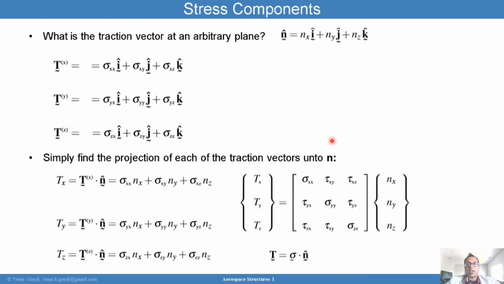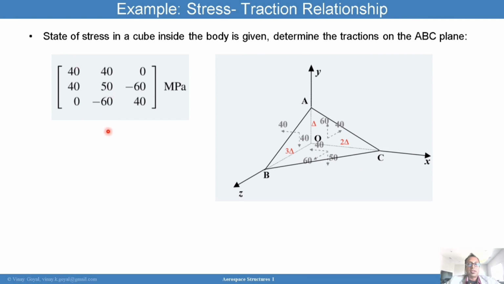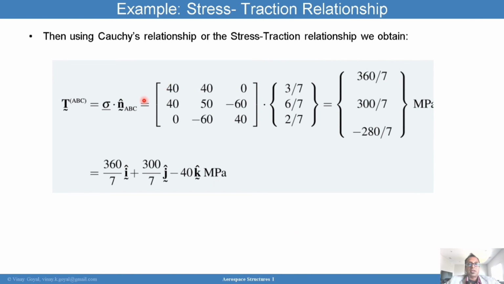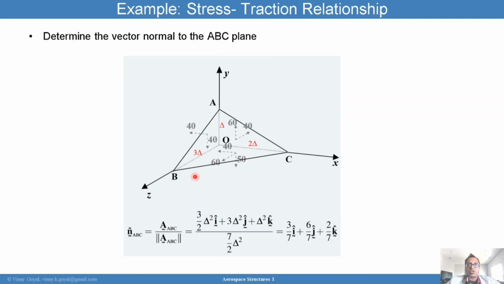So I'm ready now. I have the stress components provided to us by the problem statement, and I have calculated n, and so all I have to do is execute that multiplication. So this row times this column gives me the first number here. This row times this column gives me this number here. So 40 times 3/7 plus 50 times 6/7 plus 40 times 2/7. And that'll give me this number here. So I have three components of the traction vector. And that's the traction vector now that can be drawn on this face ABC.